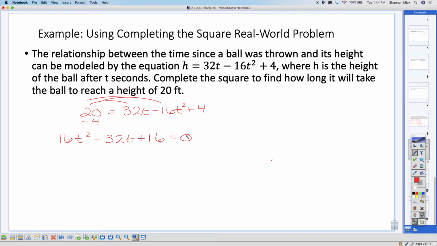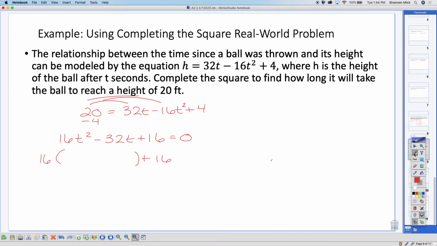Now what? Why don't you just divide both sides by 16? No, again, because you're never going to get back to the original equation if you do it that way. You don't want to eliminate numbers when you're manipulating them unless you're solving. We want to leave it there for now.